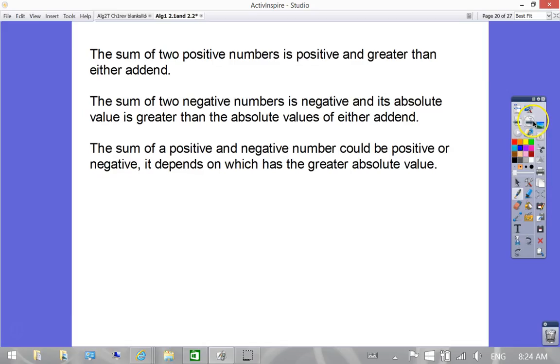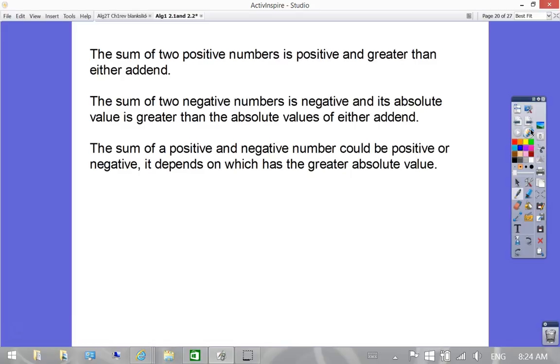Like I said, I don't think you're usually going to be pulling out a number line to do these things, but it can help, sometimes just to try to picture what's going on. The sum of two positive numbers is positive and greater than either addend. Okay, what's an addend? The things you're adding together, right? It's another math term. We don't use it a lot, but it's there. The sum of two negative numbers is negative, and its absolute value is greater than the absolute values of either addend, right? It's getting further to the left.